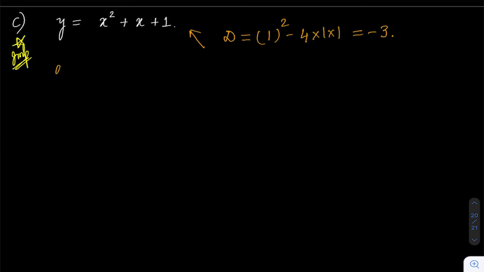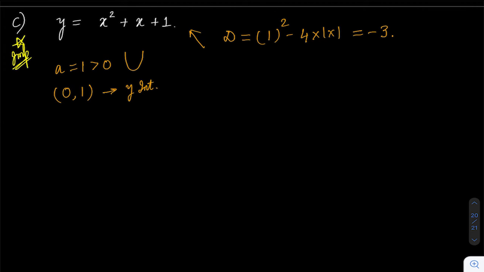Next thing is the a value. A value is 1, which is positive, which indicates the graph should be opening upwards. Y-intercept. Y-intercept will be the point 0 comma 1. When x is 0, y is 1, or you can just remember 0 comma c. So this is my y-intercept.